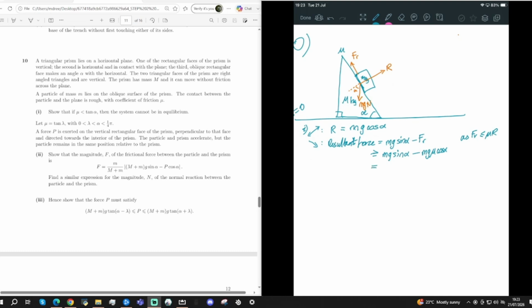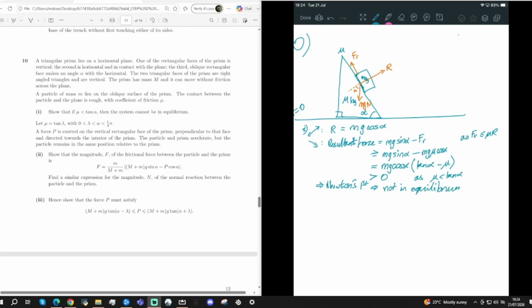But this thing we can be a little bit clever with. We've got a common factor of mg, but I'm also going to pull out a cos alpha, because pulling a cos alpha out of sine alpha leaves behind sine over cos, or tan, minus mu. But mu is less than tan alpha, so tan alpha minus mu is greater than 0, so this thing is greater than 0, which means, by Newton's first law, which you very rarely actually quote, it's not in equilibrium.